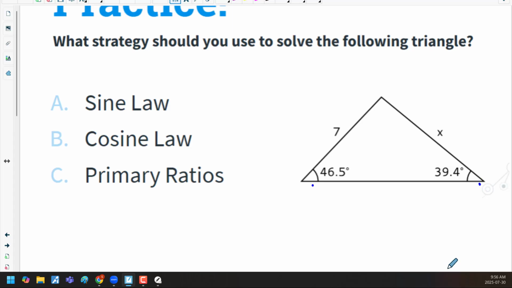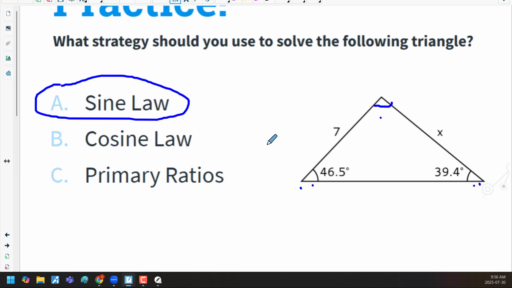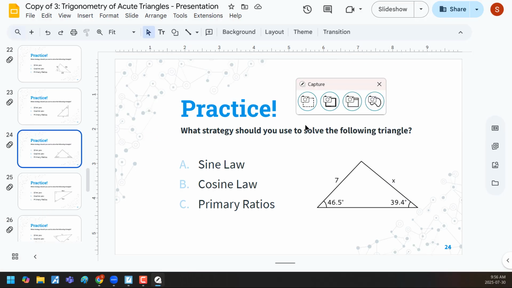I'll give you a hint. Anytime you're given two angles, you'd have the third angle, right? And that is an indicator of sine law. Anytime you're given two angles, basically it means you're going to use sine law. So yeah, the answer was sine law.